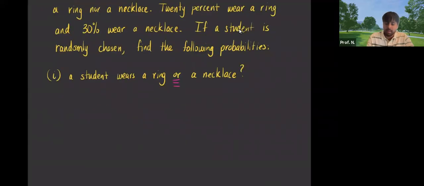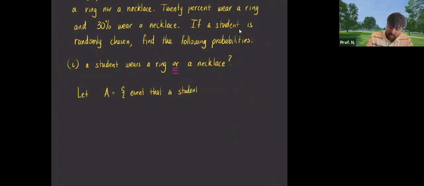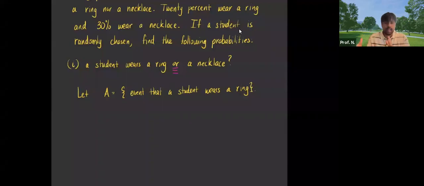Okay. This could be people that wear rings only, or necklaces only, or people who wear both a ring and a necklace. That can happen. And so what is always good is to define your events and do it in a clear fashion. So we're going to do this. Let A be the event that a student wears a ring. So that's a set. That's a certain event that the student wears a ring.